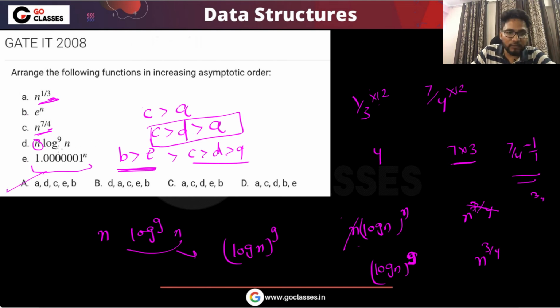Now, if there is any confusion about why this B and E are greater or lesser, see, whenever you have some terms, let's suppose n power x, n power y, then you can just compare between x and y, whichever is greater.